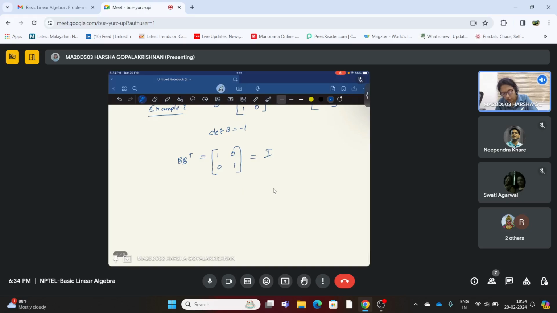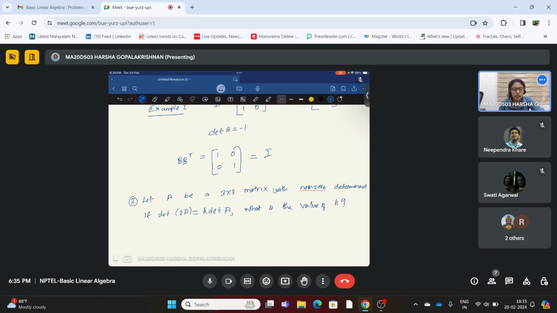Now next question. Let A be a 3 by 3 matrix with a non-zero determinant. If determinant of 2A equals k into determinant of A, what is the value of k? This is a simple question. Anyone can answer this.